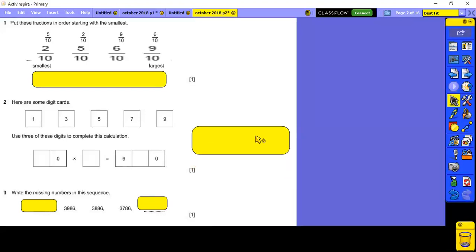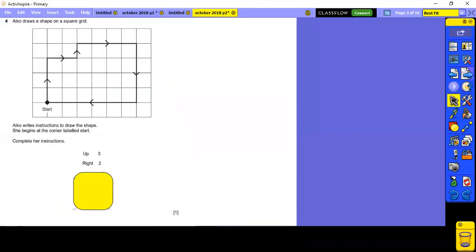Now, let me see what's the right answer in question number 3. Take care. On the left side, I'm increasing. On the right side, I'm decreasing. So what will be the answer, this one, the one I'm marking with the mouse? Can you tell me what would be the answer here? Because this is the only tricky one. Very good. It's 4,086. Yes. What about the second one? That's easy. 3,686. Take care, we're just going down by 100. Okay. Let's go to the next.